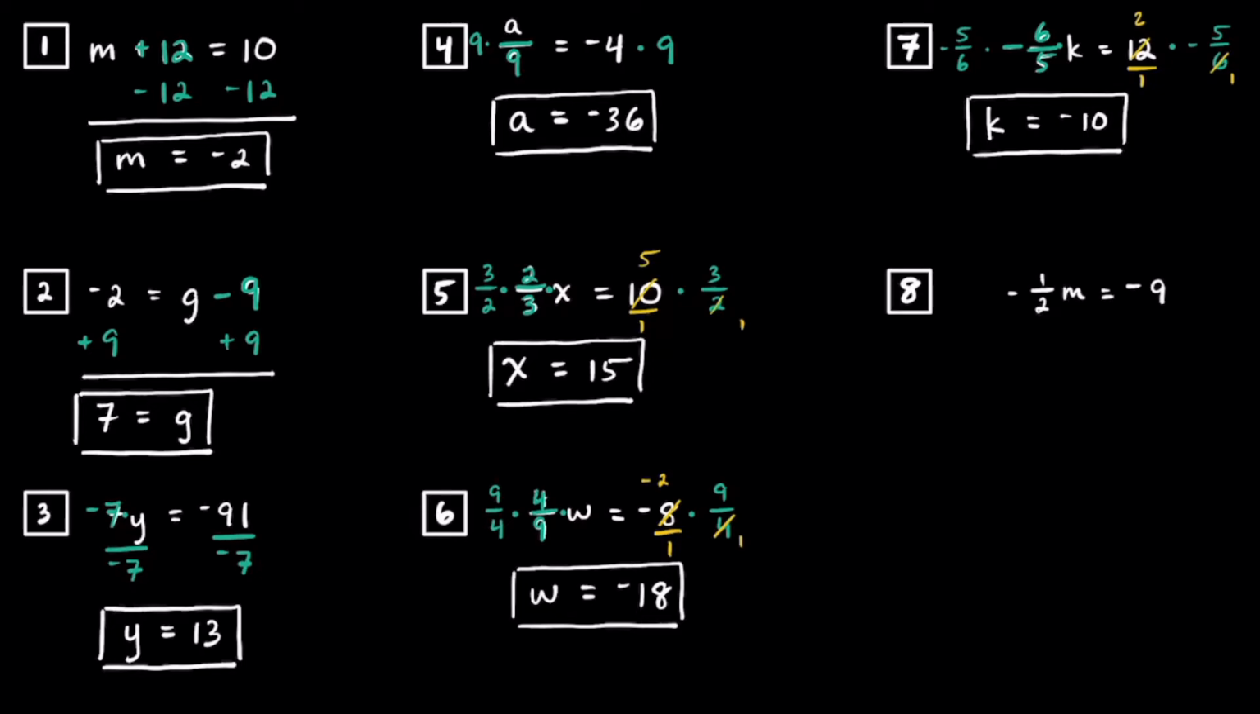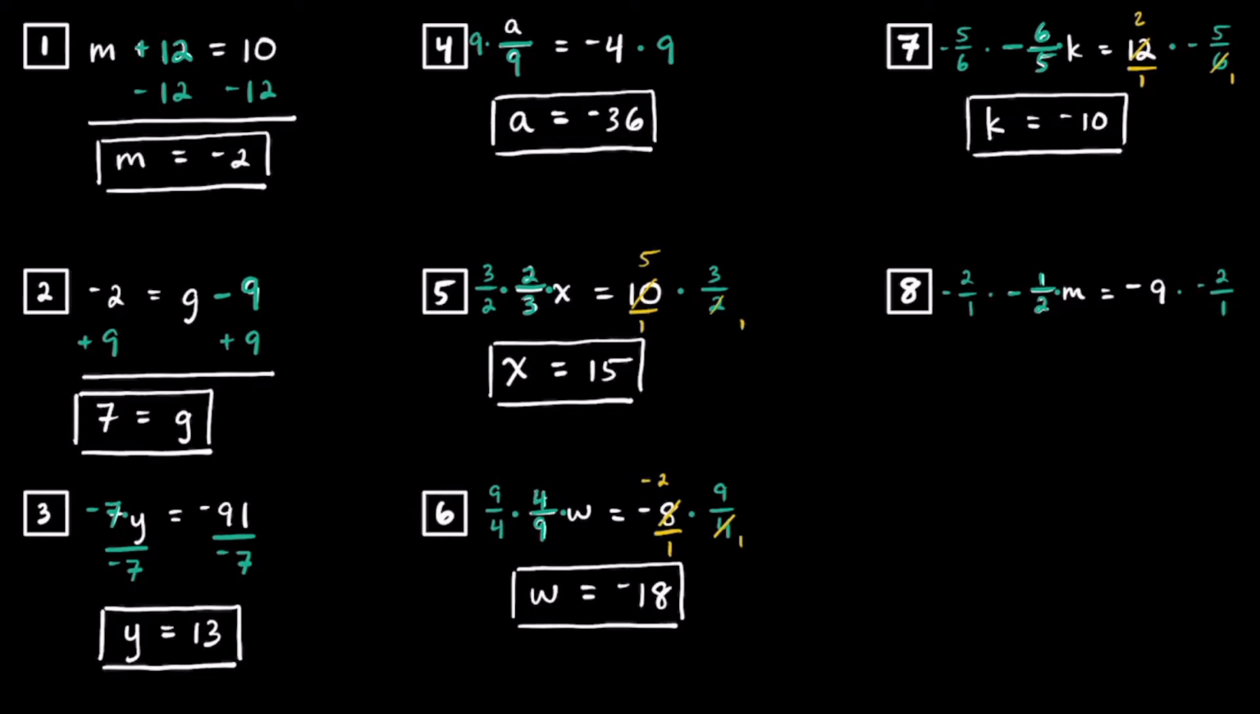For number 8, we have a similar one to number 7, where we have negative 1/2 times m is equal to 9. So looking at this negative 1/2 as our coefficient for m, again, we want a coefficient of positive 1 to solve the equation. So let's go ahead and multiply the left side by negative 2 over 1. And on the right side, let's multiply that by negative 2 over 1 as well.